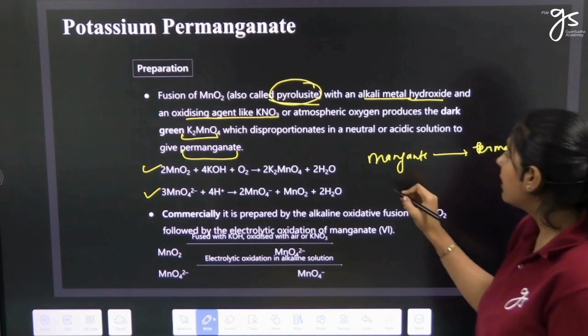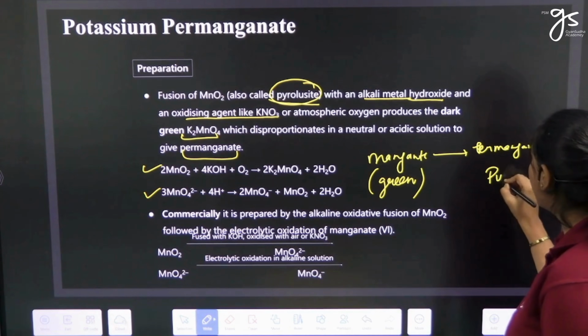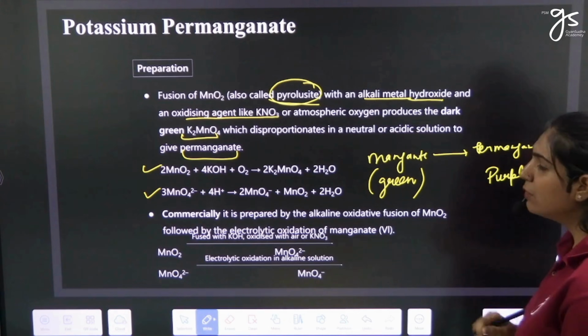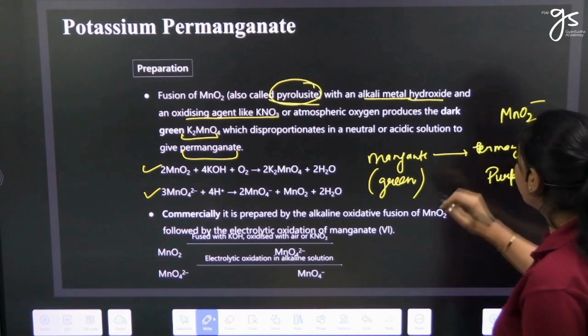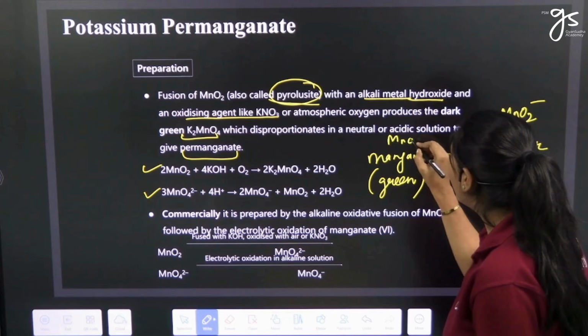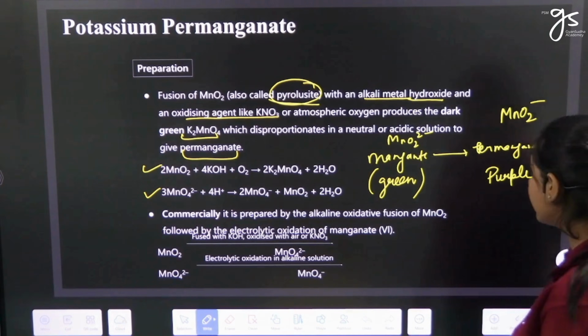Yes. So what is the color of manganate ion? That is green. And what is the color of permanganate? That is purple. What is the difference? Permanganate ion is MnO4 negative, but manganate is MnO4 2 negative. Yes. So let's move ahead.